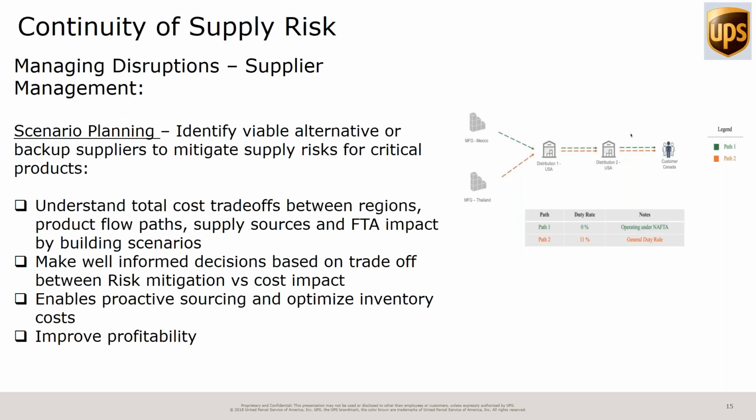Then we also could do some modeling in terms of scenario planning as you identify those at-risk suppliers and look for viable alternative and backup suppliers. It also becomes important to understand the cost structure of those alternative vendors. So understanding the total cost trade-off, based on which regions they are in, the product flows and the supply sources, and any leverage you would have to utilize free trade agreements, and then making well-informed decisions based on those trade-offs can really help you to gain a picture of the risk mitigation versus the cost impact.